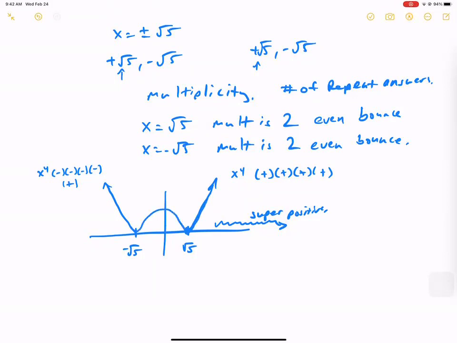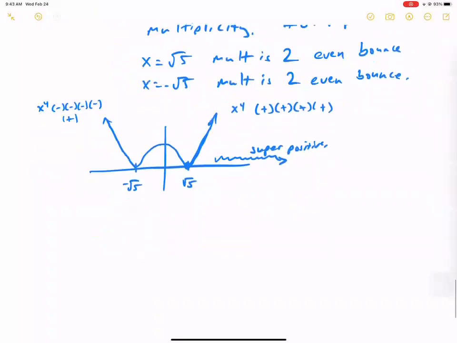So what happens is I just graphed this without using a graphing calculator. I found the roots, and we were able to figure out approximately what this graph would look like using this idea of multiplicity. Okay, so that's for another story, but you guys are going to be tasked today with solving polynomials, okay?